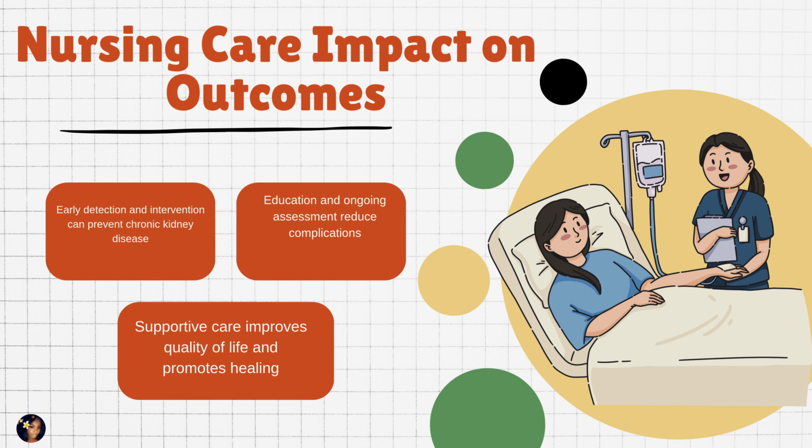Nursing care impact on outcomes. Early detection and intervention can prevent chronic kidney disease. Supportive care improves quality of life and promotes healing. Education and ongoing assessment reduces complications.